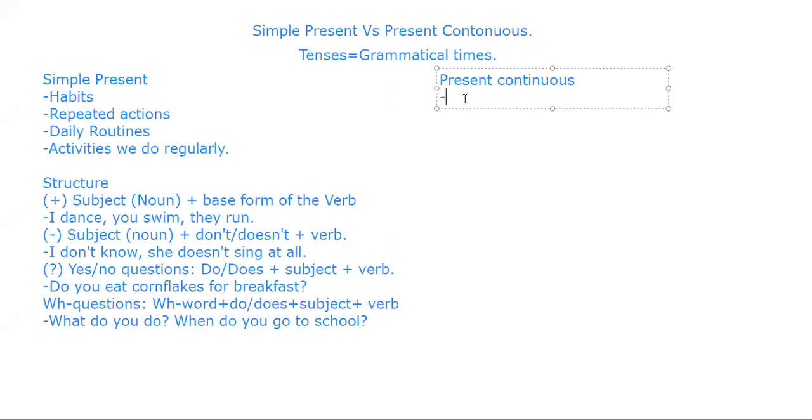So first, let's see the use. We use the present continuous for actions happening now or for temporary situations. Okay, actions happening now or for temporary situations.